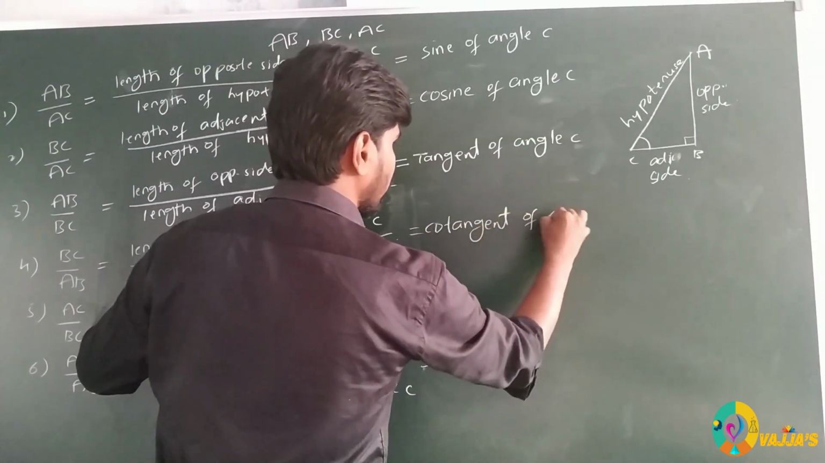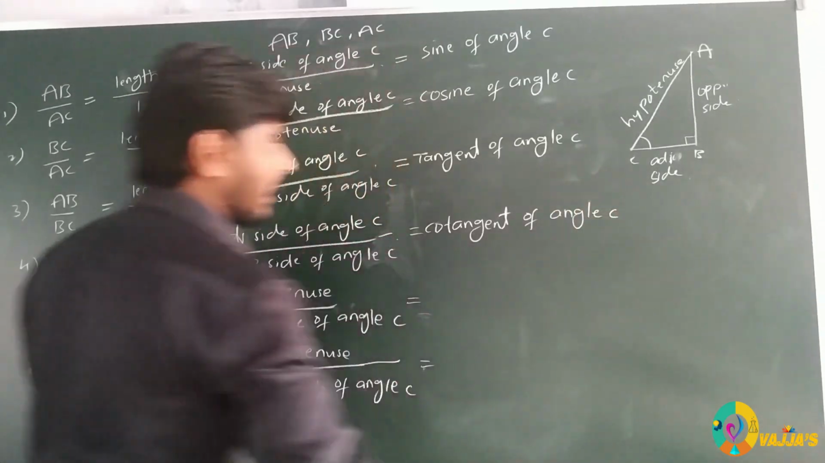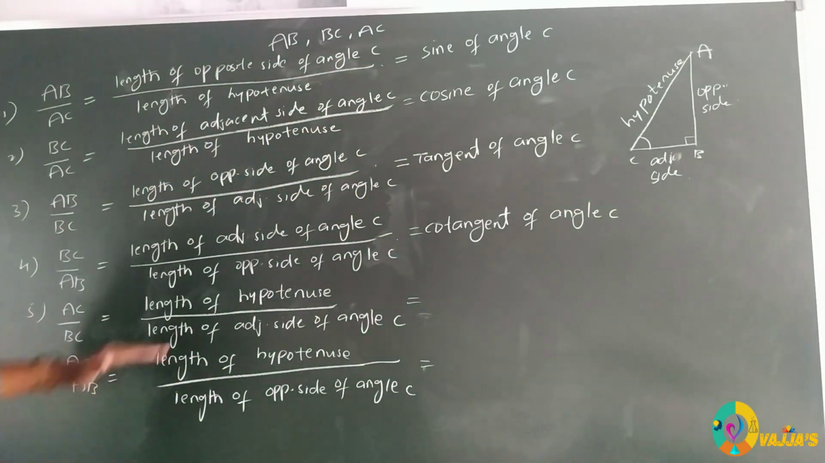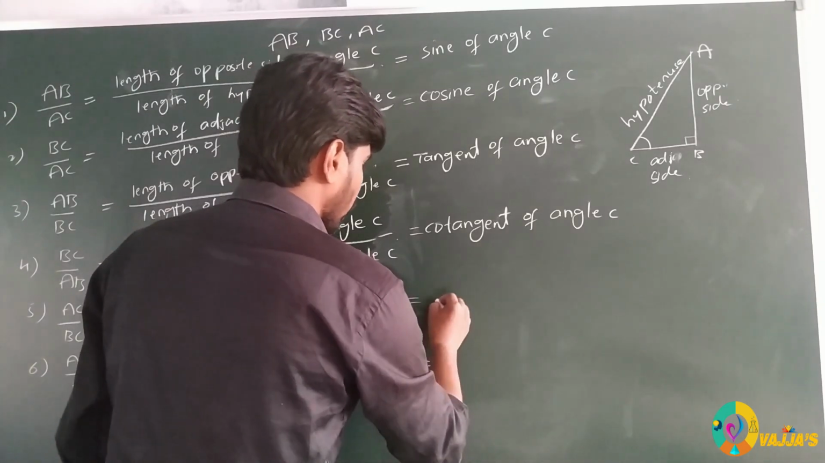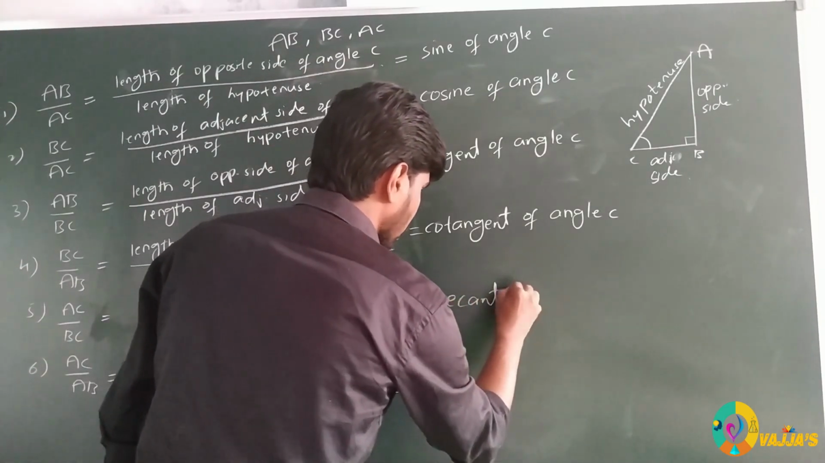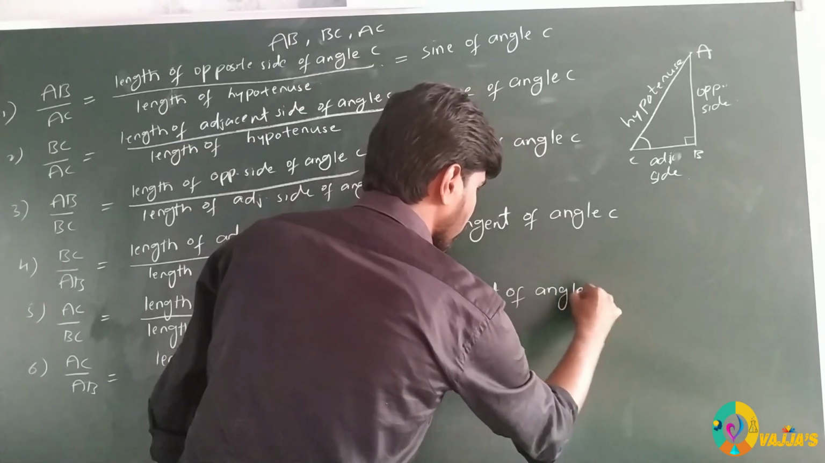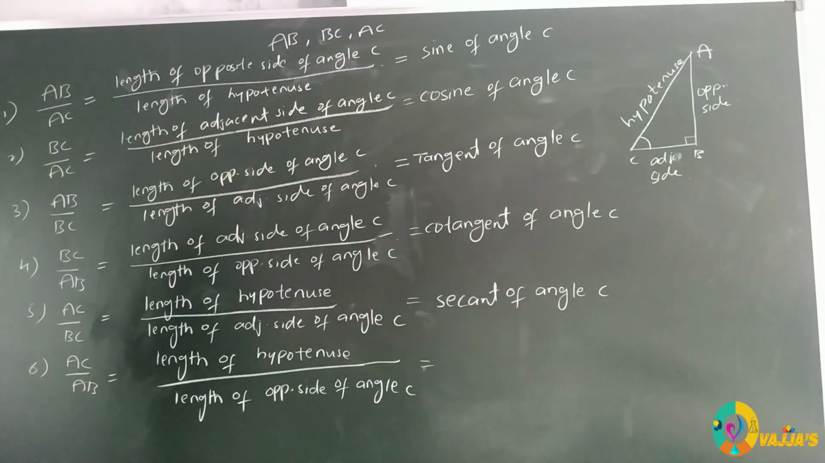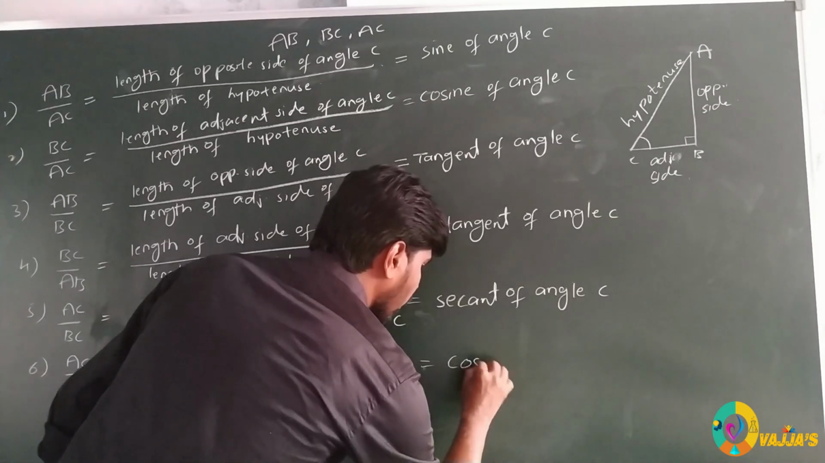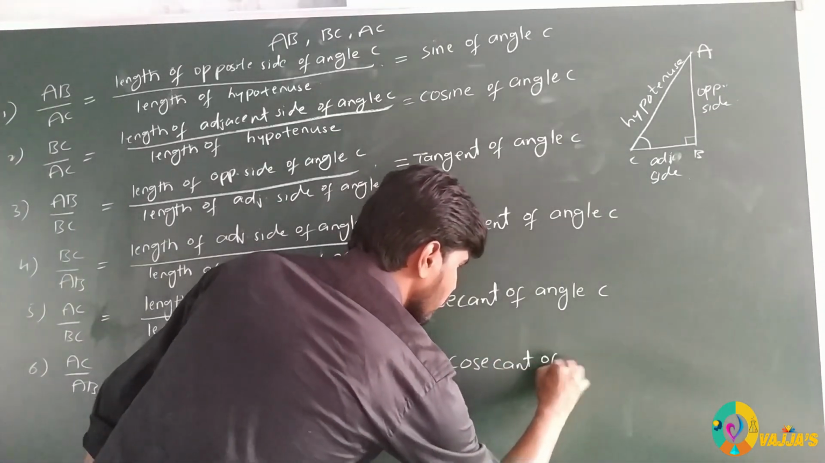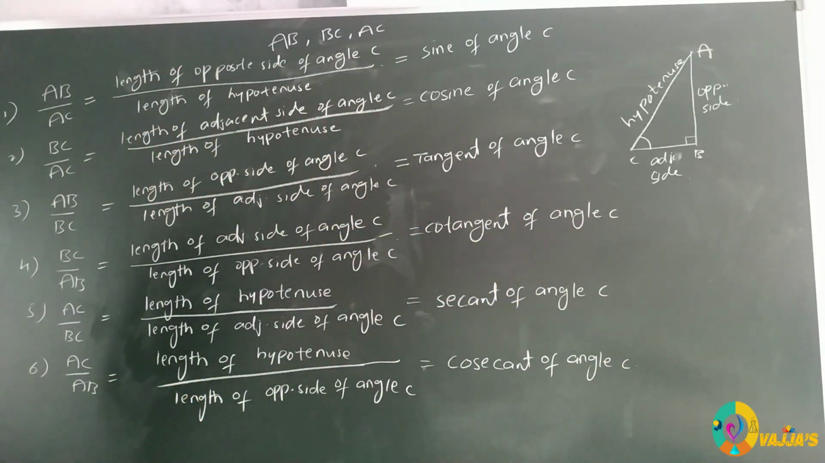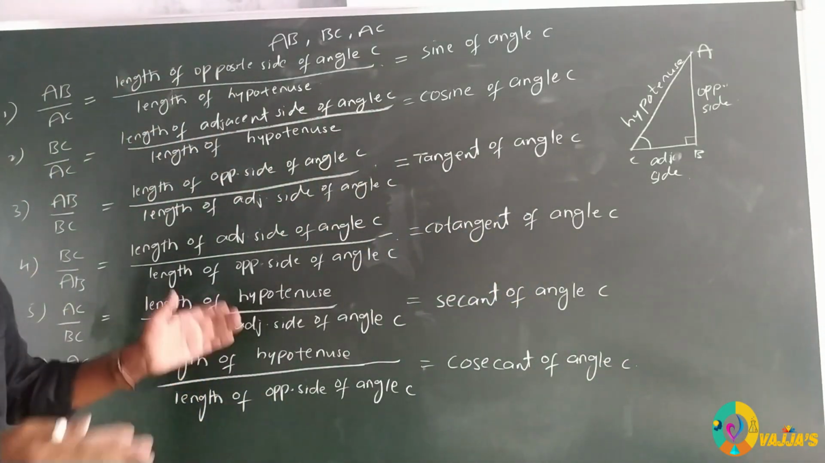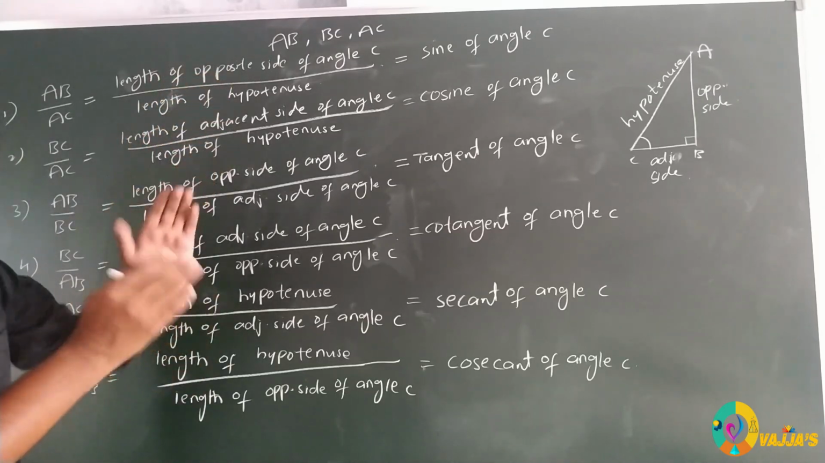Coming to the fourth, BC by AB, nothing but the length of the adjacent side of angle C by the length of the opposite side of angle C, is cotangent of angle C. Coming to the fifth, the length of hypotenuse by the length of the adjacent side of angle C, I am giving the name secant of angle C. And the last one, cosecant of angle C. So finally we made a relation here with the sides and angle C.